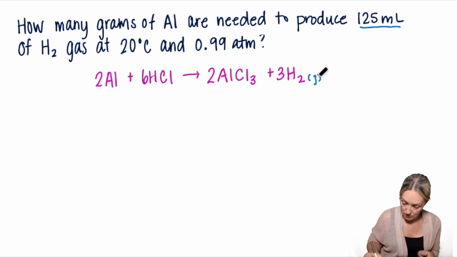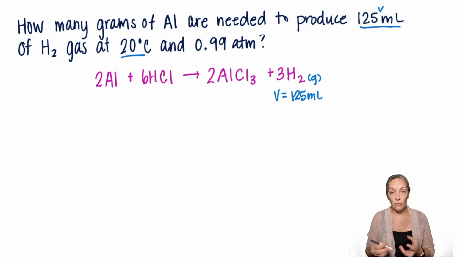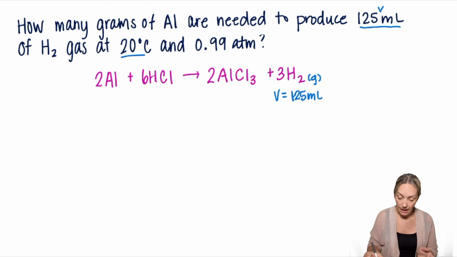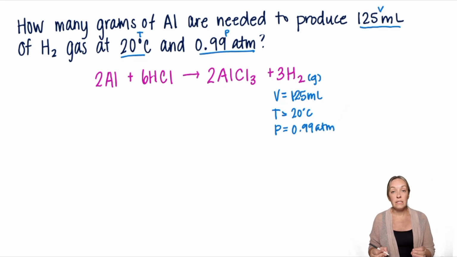I know my H2 is a gas. I know the volume is 125 milliliters. Next, I have 20 degrees Celsius, and remember that that temperature and the pressure are going to impact my gas. I've determined that hydrogen is a gas, so the temperature is 20 degrees Celsius, and the pressure is 0.99 atm.